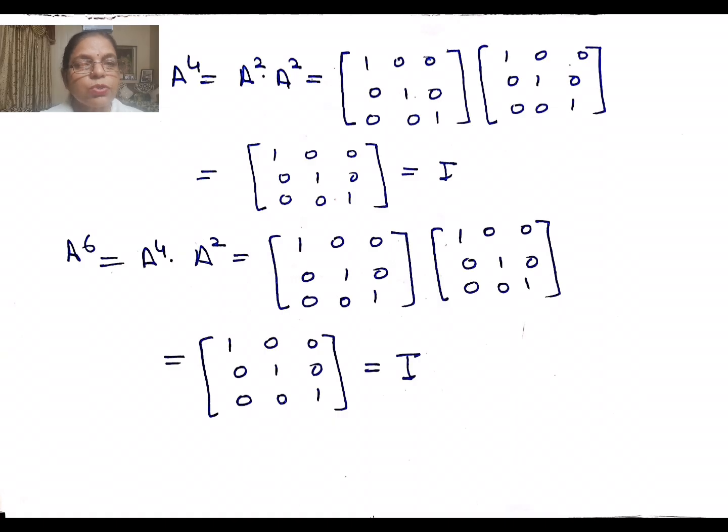Next we calculate A raised to power 4. A raised to power 4 is equal to A square into A square, and when we multiply these two matrices, again the resulting matrix will be [1 0 0; 0 1 0; 0 0 1], that is again the identity matrix. And next we come to A raised to power 6, that is equal to A raised to power 4 into A square. A raised to power 4 is the identity matrix, A square is again the identity matrix. Now identity into identity, when multiplied again, we get the identity matrix. That implies A raised to power 6 is also the identity matrix.